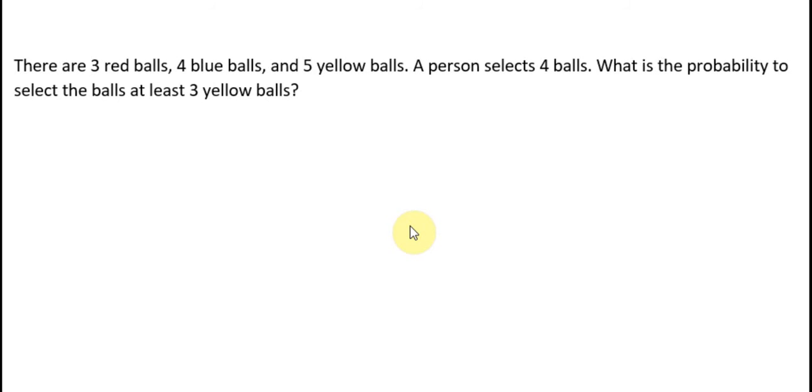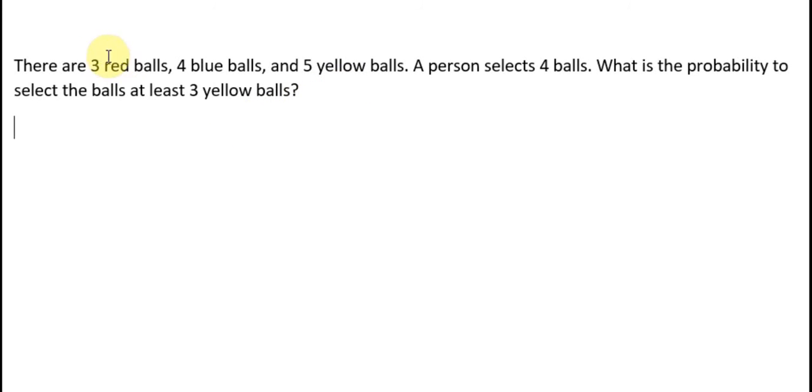The topic today is about choosing the bonds. So we have the question. There are 3 red bonds, 4 blue bonds and 5 yellow bonds. A person selects 4 bonds. What is the probability to select at least 3 yellow bonds?